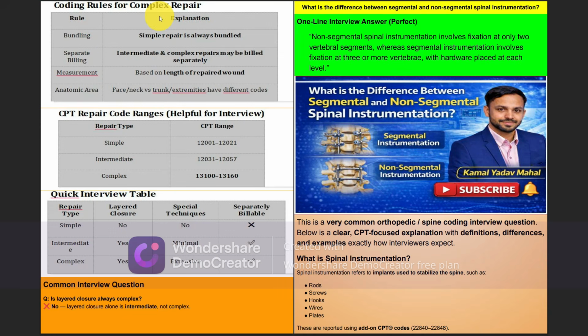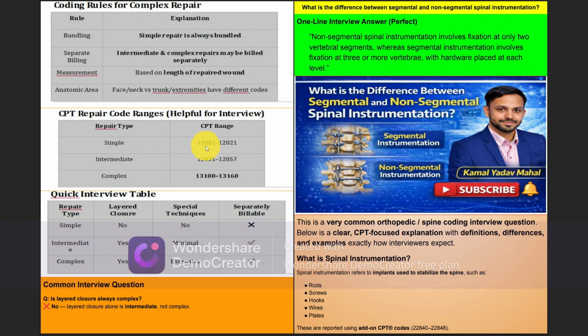Coding rules for complex repair here: bundling. Simple repair is always bundled. Please remember, separately billable: intermediate and complex repair may be billed separately. Measurement is based on the length of the repaired wound, and the anatomical area, face, neck, trunk, extremity, have different codes, so please focus on that. Face, neck, trunk, extremity have different code ranges. As per size we are coding. CPT repair code ranges, helpful for the interview.